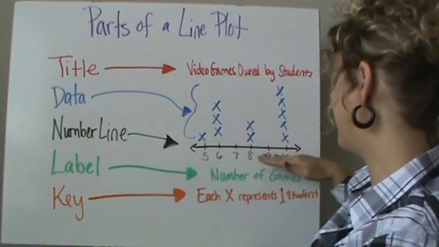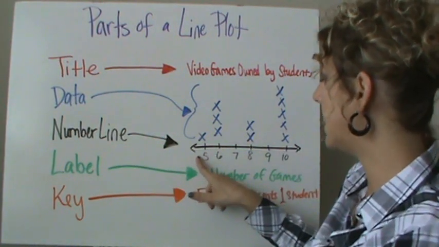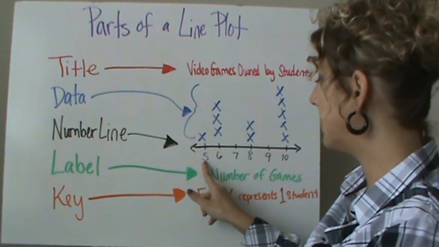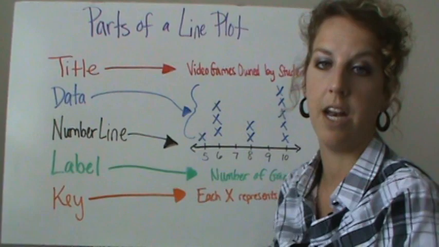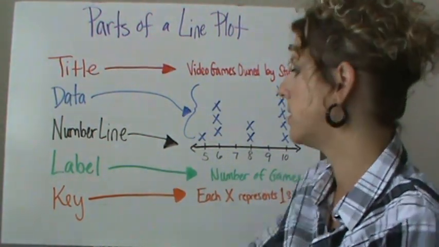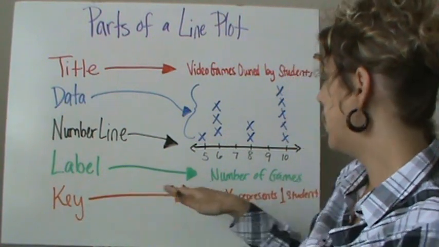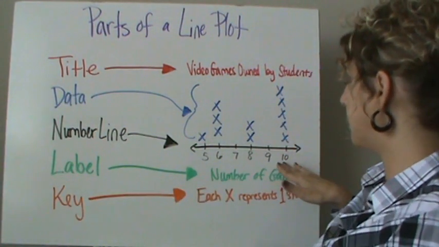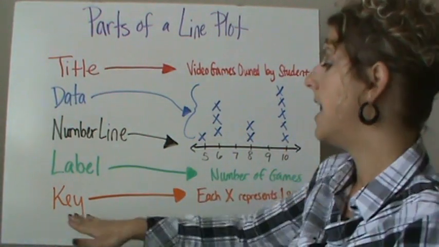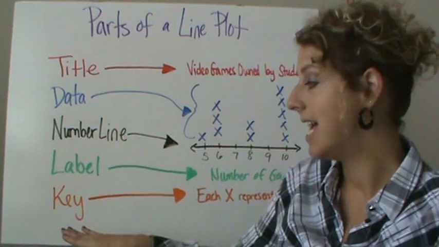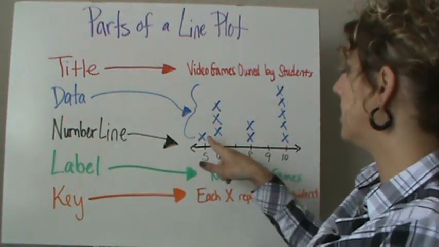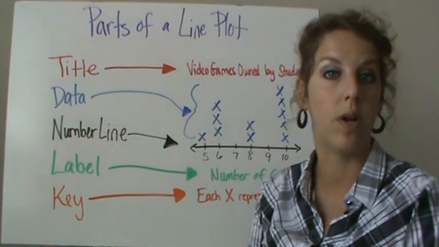You have your number line, and you'll notice it doesn't always have to start at 0. It just starts at the smallest piece of data and goes to the largest piece of data. You want to make sure to have the range of what your data shows. You have your label to label what those numbers mean. In this case, it means the number of games. And of course you have to have a key. Each X will represent one student. So each of these X's represents one student.